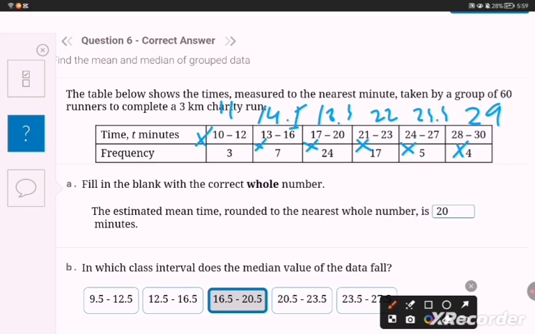And so you should get an answer that's probably going to be 19 point something, because they told you to round it to the nearest whole number. So whatever 19 point something, you're just going to round it up to 20.